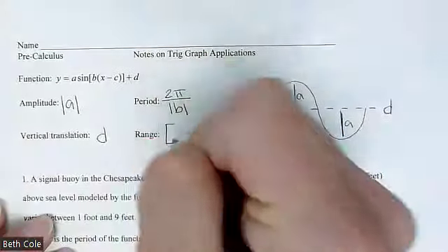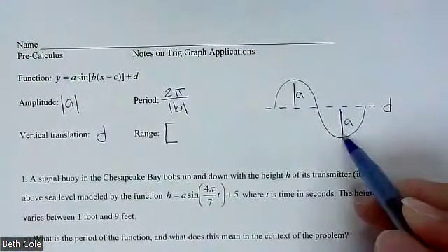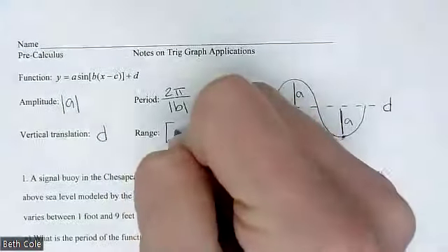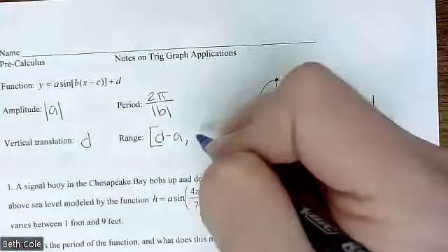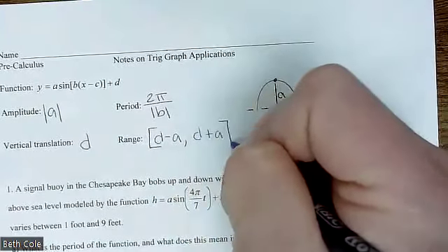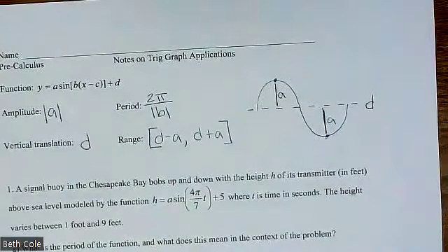So how do you get your range? How would you figure out what this low value is? D minus A, good, comma, and then your high point, your maximum, is D plus A. So you figure out where the center is and then how much above and below it you went. That's going to be really applicable when we read these word problems.